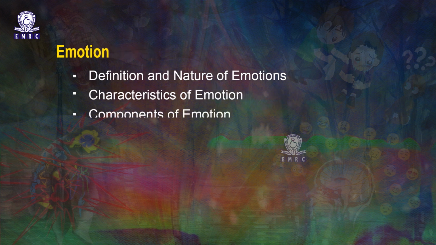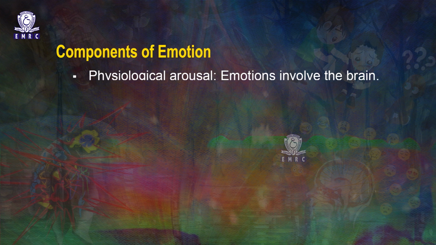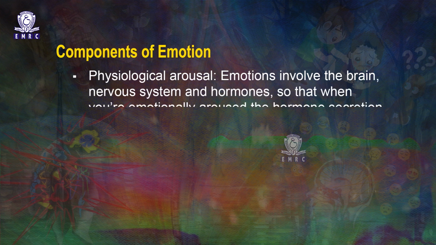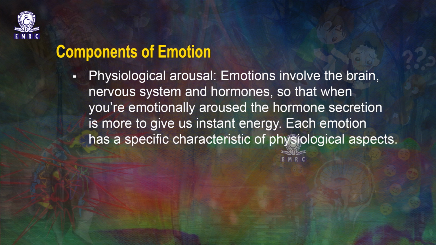Now we will look into the components of emotions. First one is physiological arousal. Emotions involve the brain, nervous system and hormones, so that when you are emotionally aroused, the hormone secretion is more to give us instant energy. Each emotion has specific characteristics of physiological aspects.